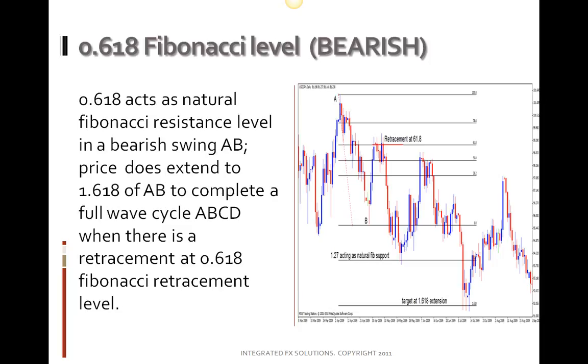Price does extend to 1.618 of AB to complete a full wave cycle ABCD when there is a retracement at the 0.618 Fibonacci retracement level. Now looking at this chart, we can see that price started from point A and moved down to point B. Then it retraced to 0.618, that's the 61.8 level. That point was a resistance.